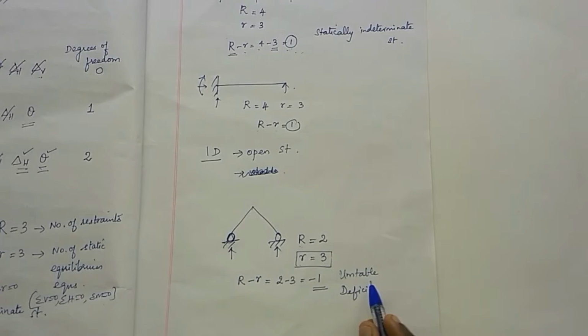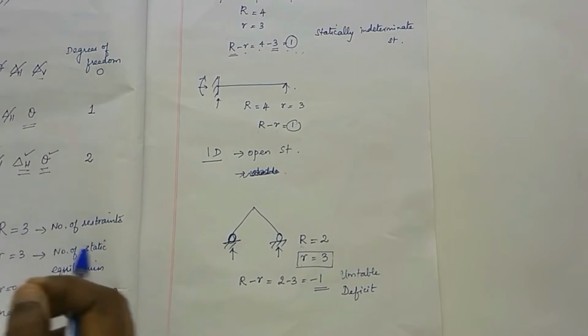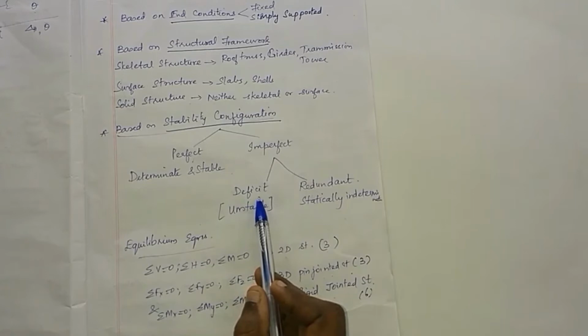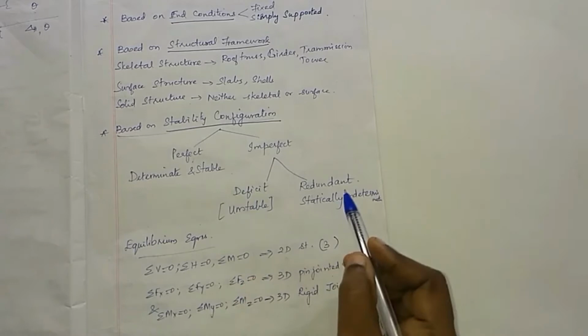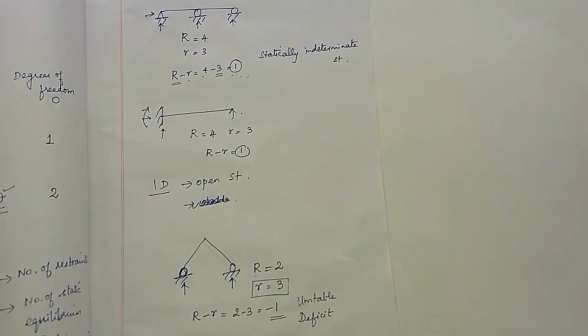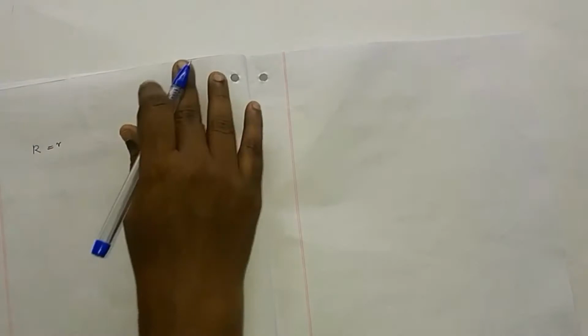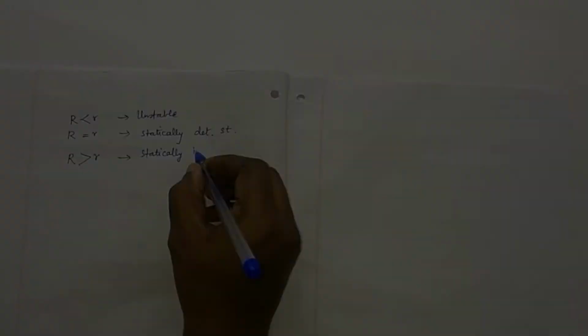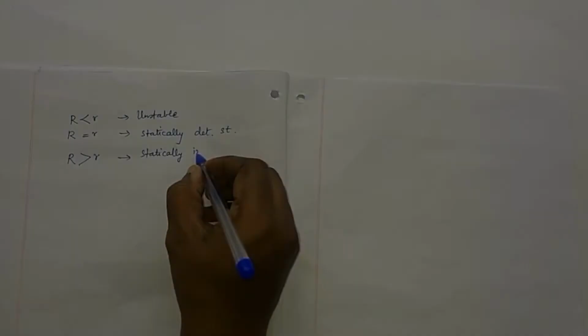Okay, so we have seen the classification. We have seen what is a determinate structure. Determinate structure is a stable structure. We have seen the definition for deficit structure, unstable structure, when capital R is less than small r. Redundant structures when capital R is greater than small r. So I can form a statement like this. If capital R is equal to small r, then it is a statically determinate structure. If capital R is less than small r, then it is an unstable structure or a deficit structure. If capital R is greater than small r, it is a statically indeterminate structure.